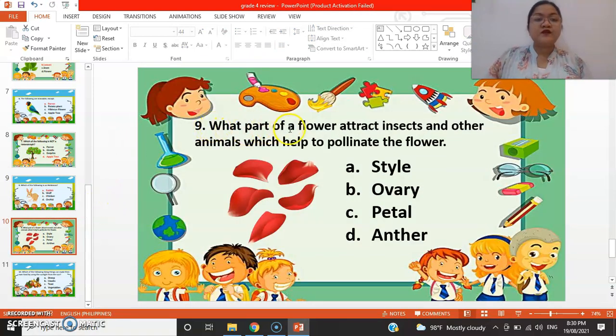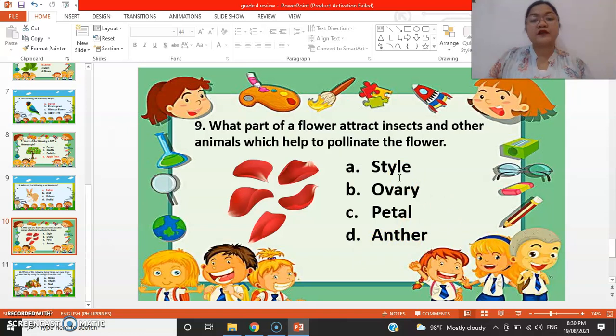Number 9, what part of a flower attracts insects and other animals which help to pollinate the flower? Again, which part of a flower attracts insects and other animals which helps to pollinate the flower? Letter A, style. Letter B, ovary. Letter C, petal. Or letter D, anther.